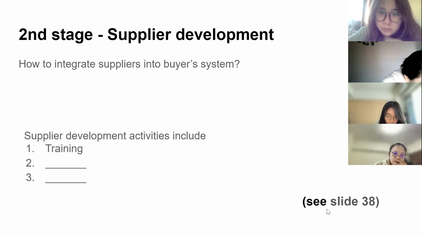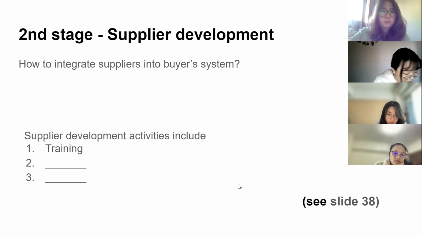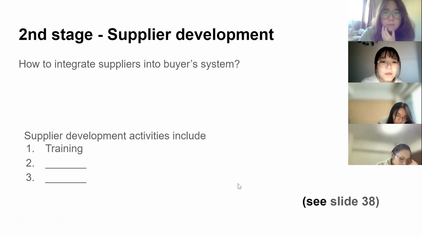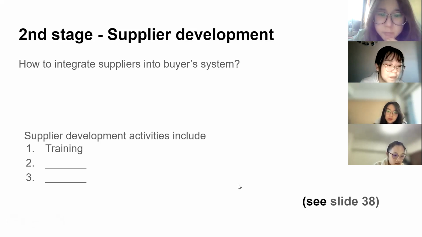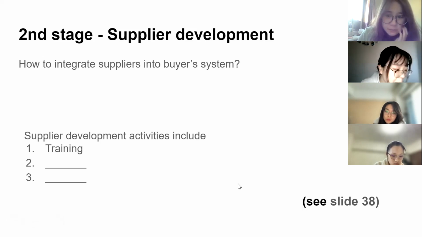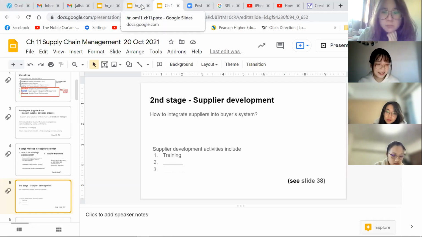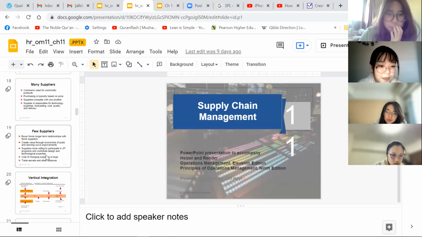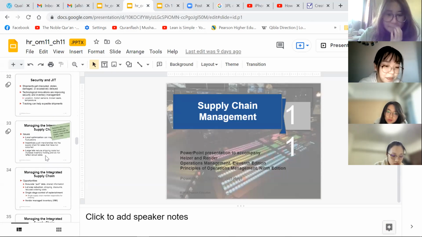The answer is on slide 38. That's why I asked you to open the slide so that you can see the point I'm trying to raise. There are three items. The first one is training. The second one is engineering, and production help. What do you mean by production help?